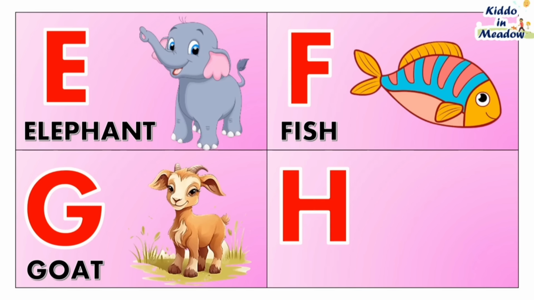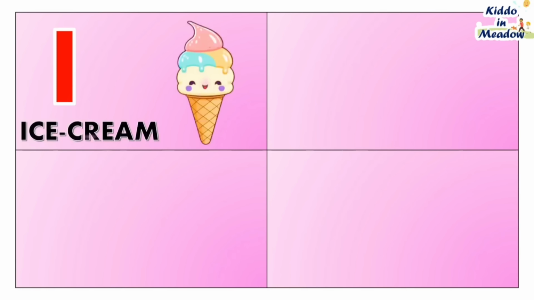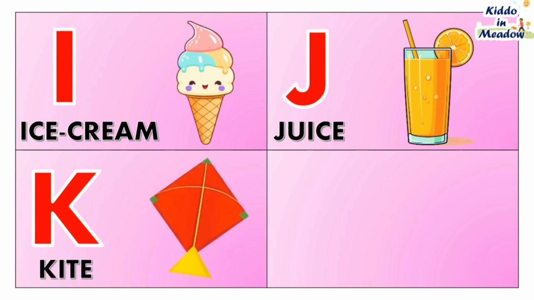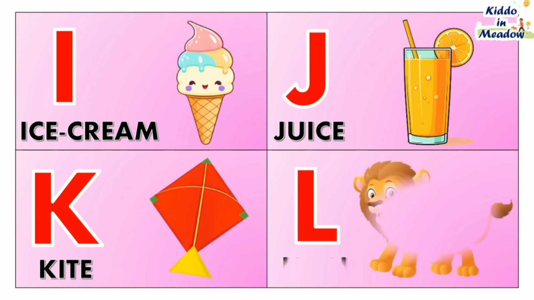H. H for horse. I. I for ice cream. J. J for juice. K. K for kite. L. L for lion.